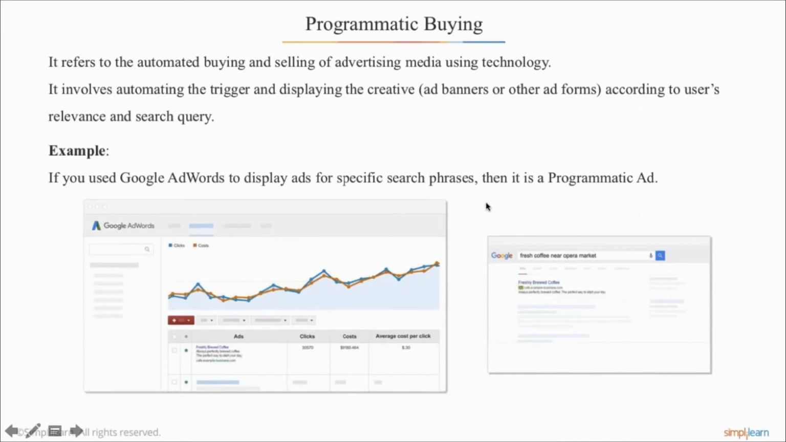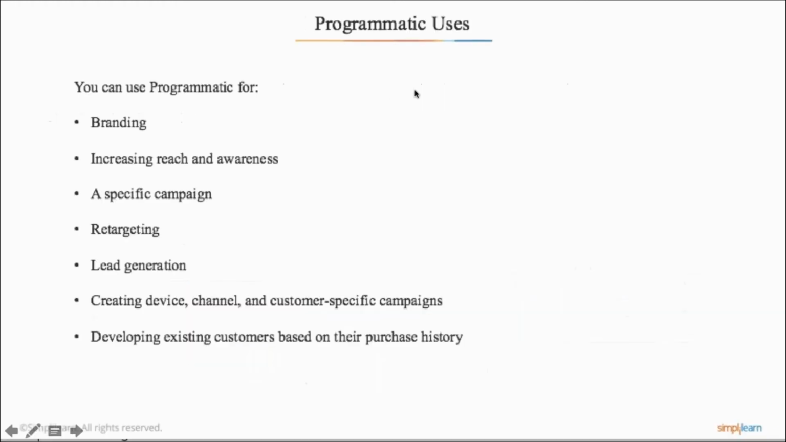So now I'm going to give you a glimpse of what programmatic buying is, which is a part of the entire data-driven digital marketing. Any sort of advertisement which works in an automated fashion, let's say automating the buying and selling of advertising, a display banner ad, that's programmatic. It involves automating the trigger and displaying the creative, the ad banners or other forms, according to what the user is looking for or asking for. If we talk about Google AdWords, displaying ads for specific search phrases is even a programmatic ad.